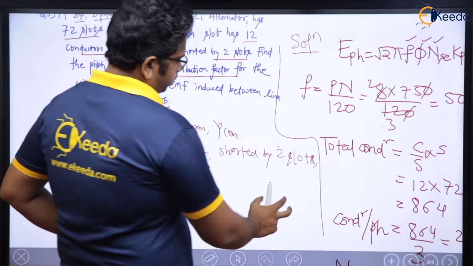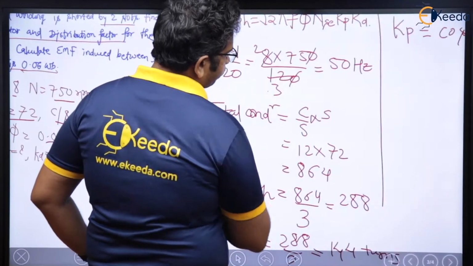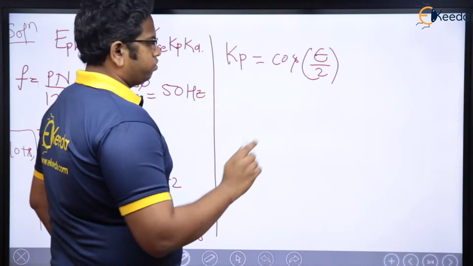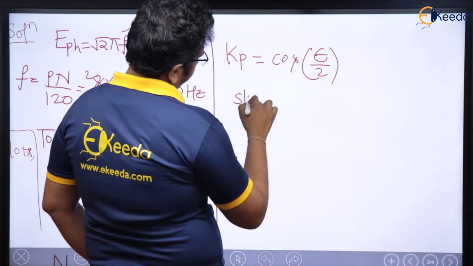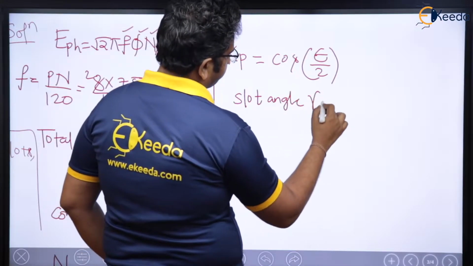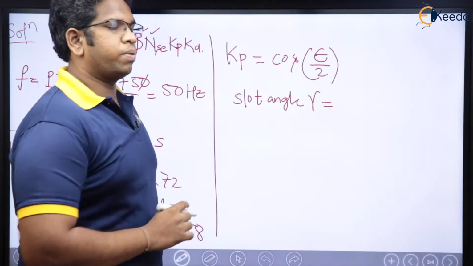Meaning that, see here. Let me find the slot angle first. You will understand slowly. What is slot angle, sir? Slot angle is gamma. What is gamma?